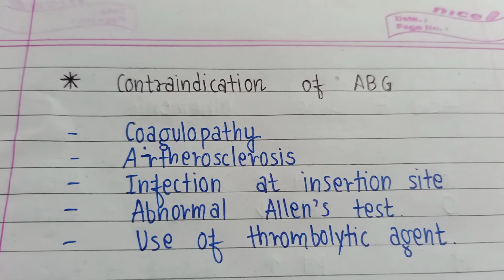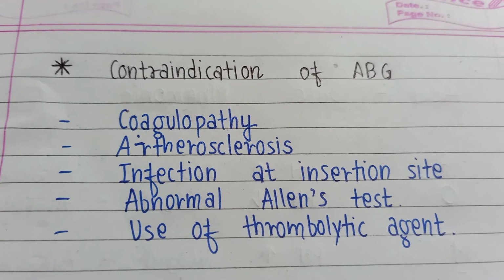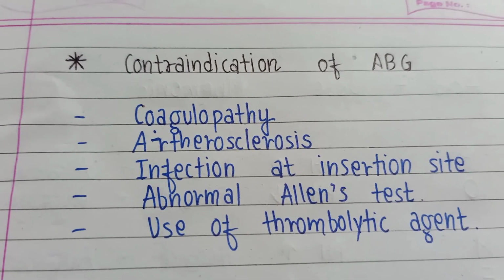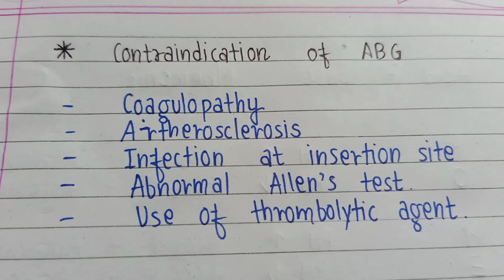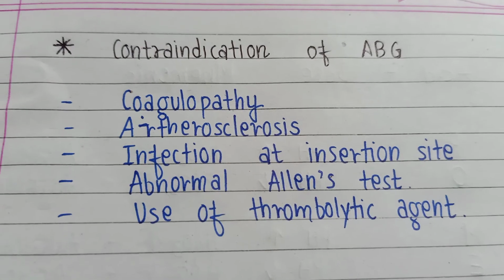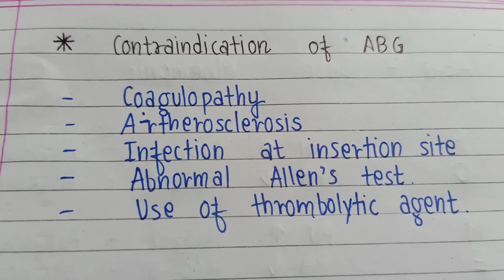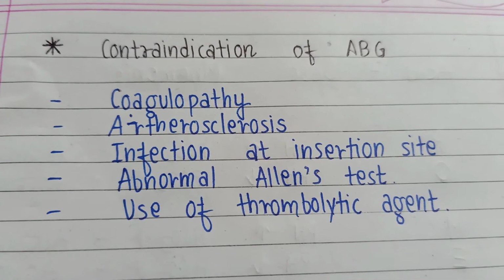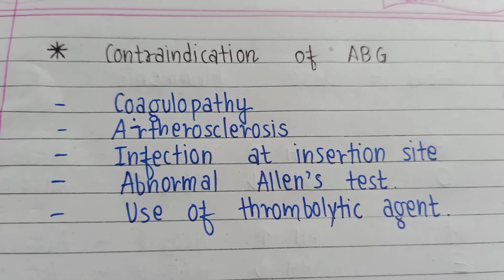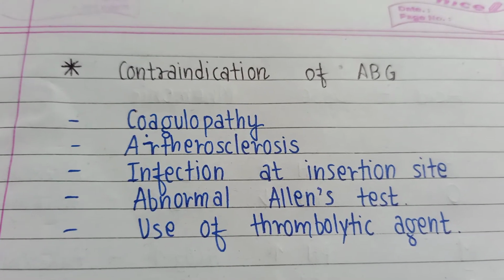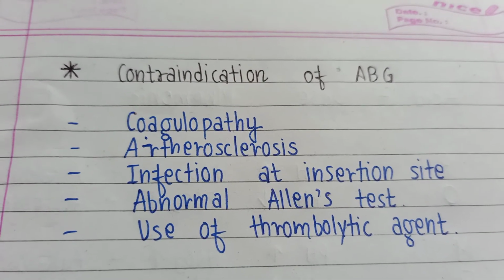Now there are some contraindications of this procedure: if the patient has a coagulopathy condition, or atherosclerosis, or infection at the insertion site, or you have done the Allen test and the result is abnormal, or the patient is undergoing thrombolytic therapy. In all these conditions, we can't go for ABG analysis. That is a very important point to keep in mind.